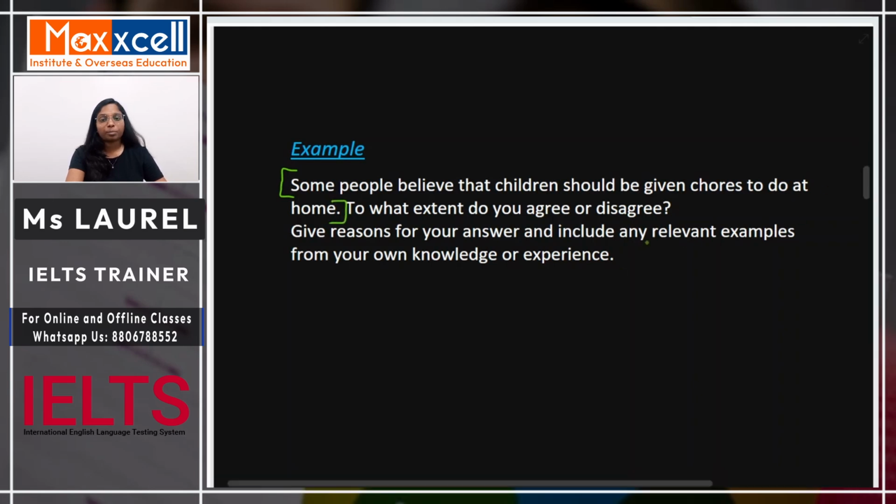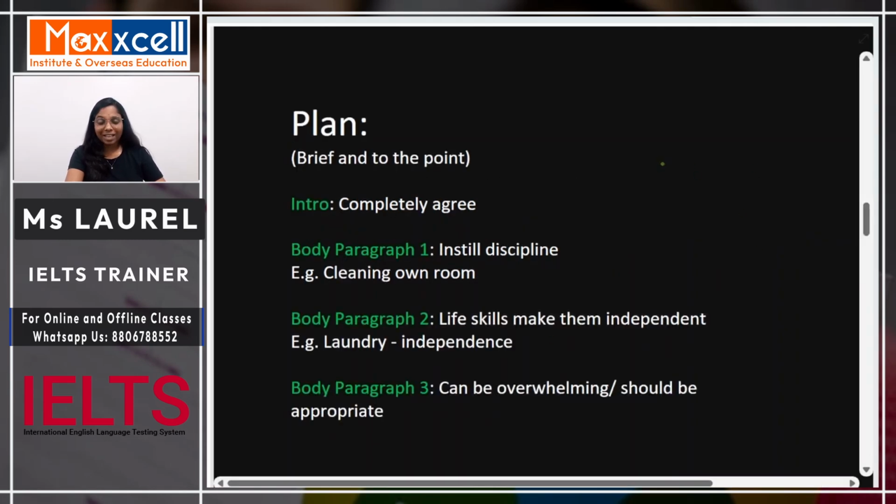Now, in case of an opinion essay, you can either choose to completely agree, completely disagree, or you can also take a middle position where you are partially agreeing or disagreeing. Whatever it is, make sure your points are balanced and appear in separate paragraphs. Now let us plan this particular essay, the example essay.